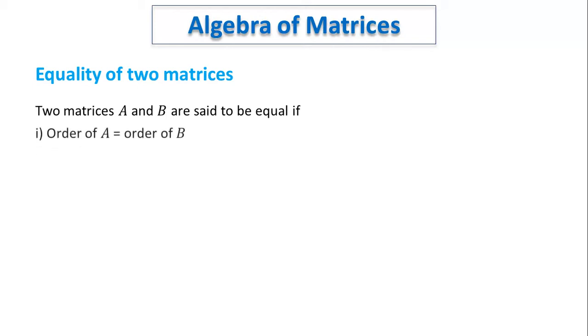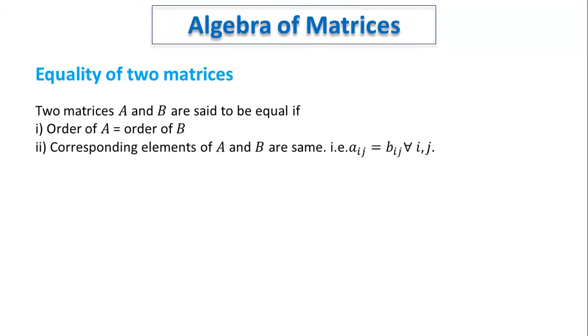So the first concept is equality of two matrices. Two matrices A and B are said to be equal if, number 1, the order of A is equal to the order of B. Means if two matrices are given to you, then they are said to be equal if the order of A is equal to the order of B.